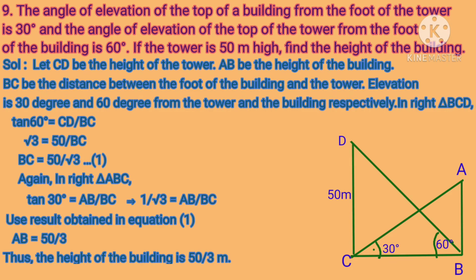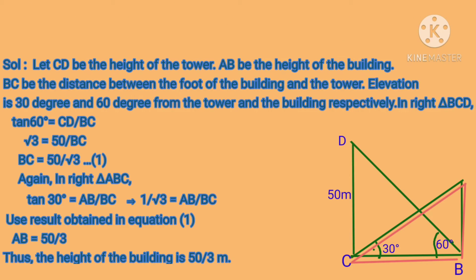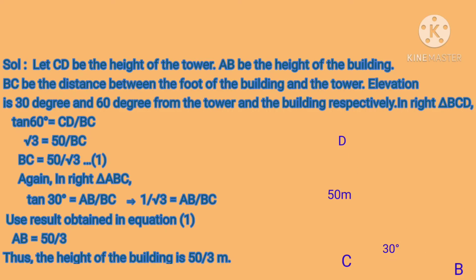In right angle triangle BCD, we will get CD by BC, and this CD is given 50. So put the values. Tan 60 is root 3, 50 by BC. We will get BC is equal to 50 by root 3. Again in right angle triangle ABC, we will get AB by BC is equal to tan 30. We will get 1 by root 3 is equal to AB by BC. So use these results in equation number 1. We will get AB is equal to 50 by 3 meters is the height of the building.